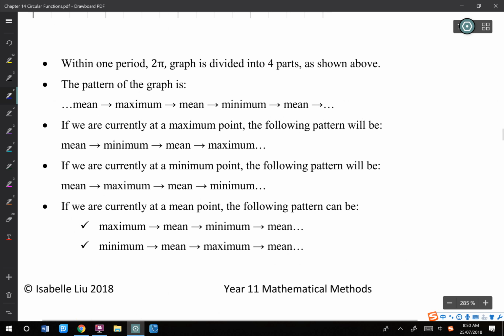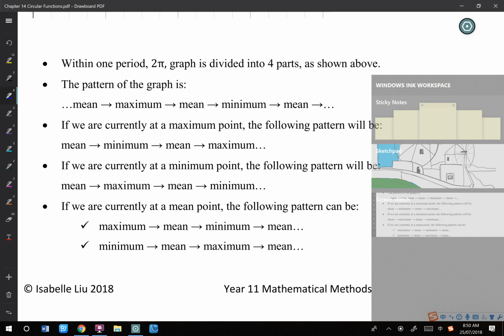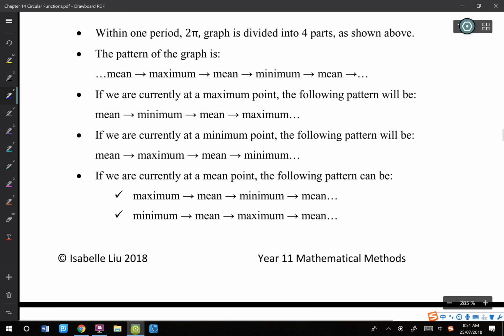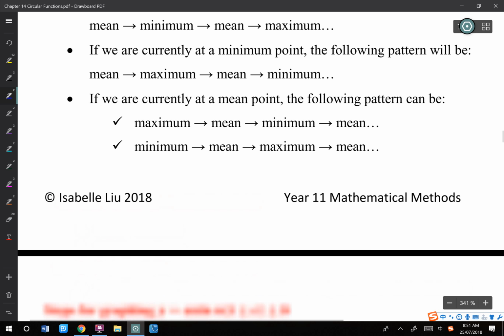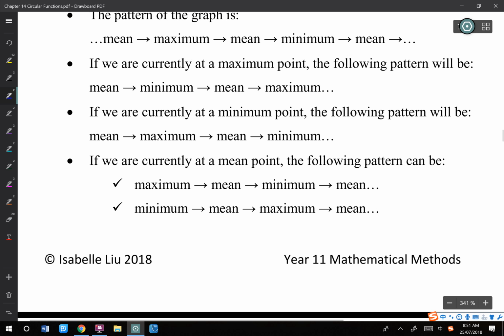Okay, so a max or a minimum. How to find the maximum? So I want to circle that. How to find the maximum? This is the only difference between a sine graph and a cosine graph.